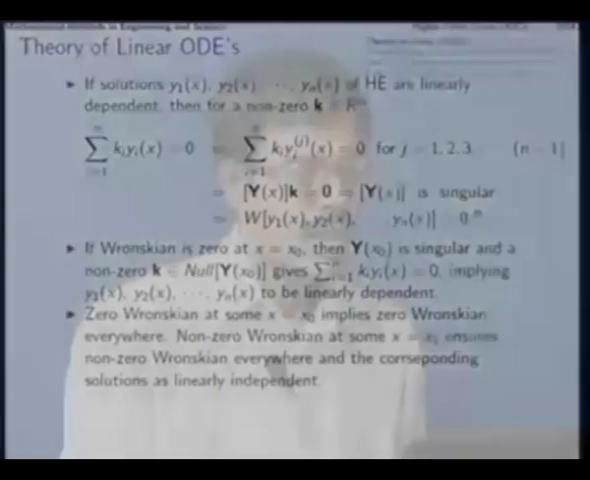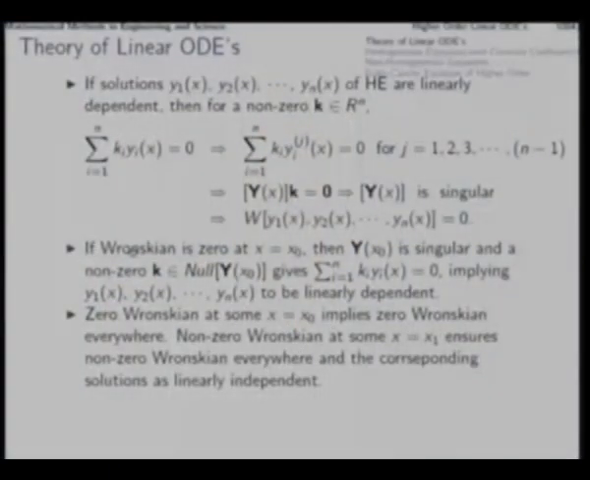Now we try to show the converse. If the Wronskian is 0 at some point, then this matrix Y, evaluated at that point, is singular, and that will mean that a non-zero vector k can be found in its null space, which will in turn imply that the solutions are linearly dependent. So, this is the converse of this.